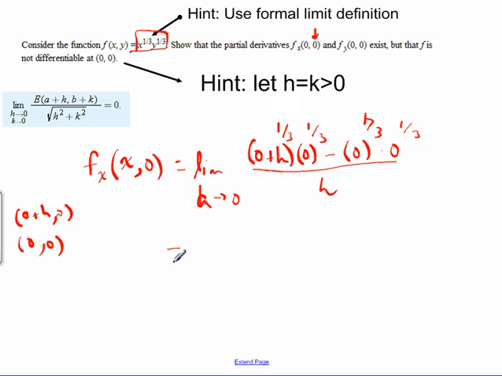This equals, well, the numerator is clearly just 0. So this is the limit as h approaches 0 of 0 over h. As h is getting close to 0, the numerator is already 0, so this is going to equal 0. That's my partial derivative with respect to x at the point (0, 0).